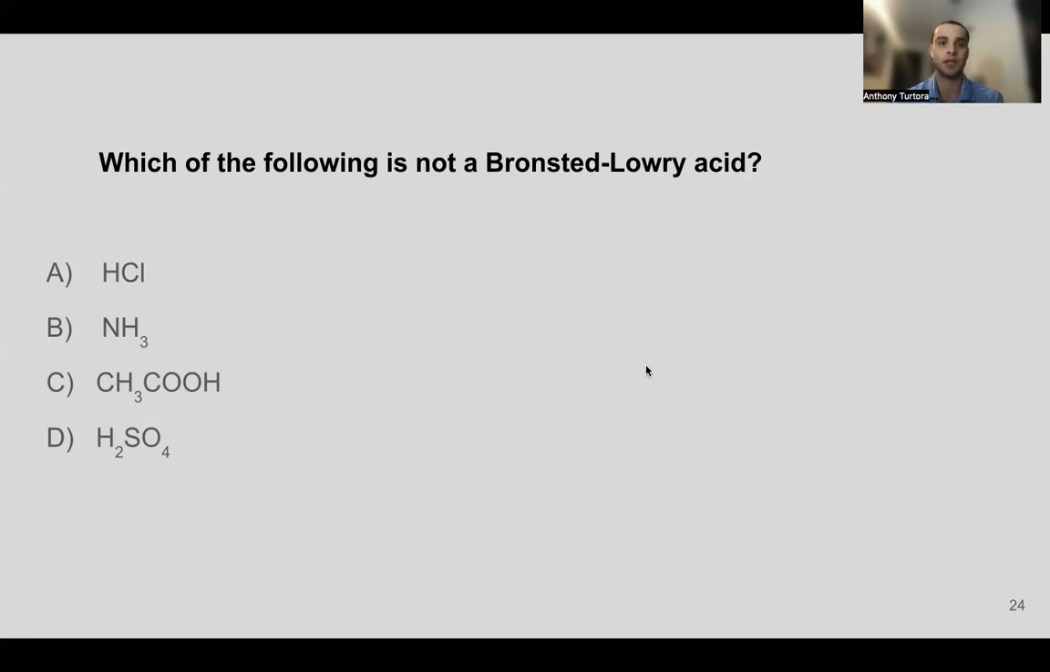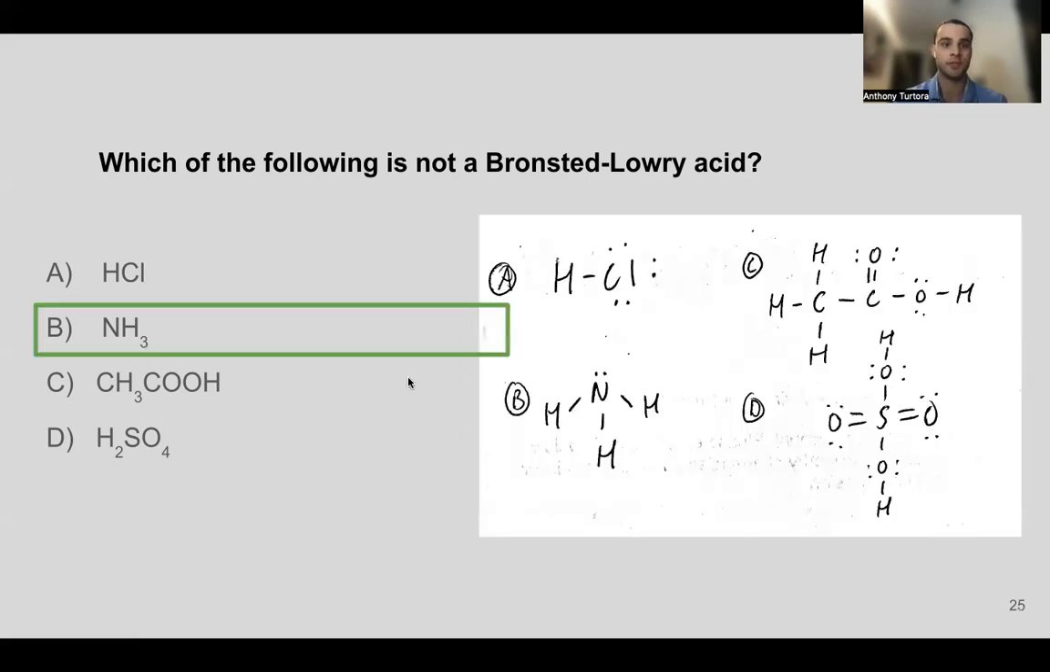All right. So when approaching this problem, I have to know what a Bronsted-Lowry acid is. These are proton donors, and we have to evaluate their structures to see which one will donate a proton. So here I drew out A. I have my hydrogen bonded to my chloride. I have nitrogen bound to 3 hydrogens. And I have here my acetic acid, and I have sulfuric acid.